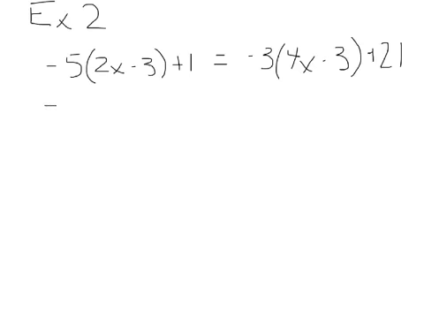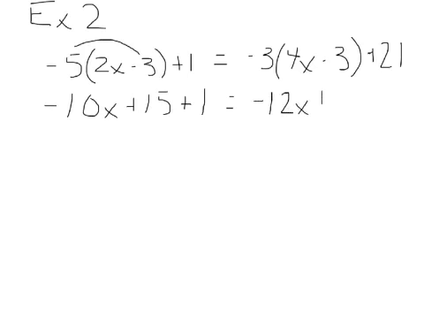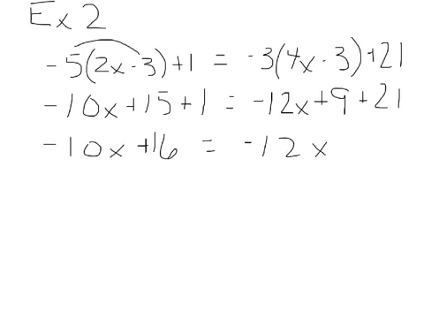So on our left side, we're going to have -10x plus 15. That's because the -5 times -3 becomes positive, plus 1. And then distributive property on the right side, -12x plus 9 plus 21. Let's gather all of our like terms. So I have -10x plus 16 is equal to -12x plus 30.